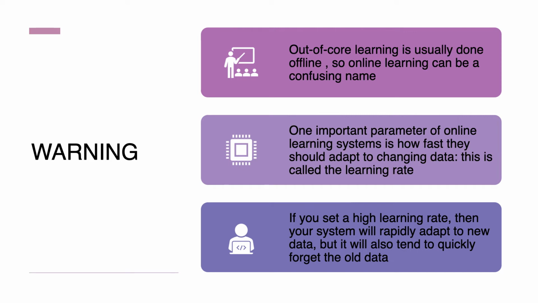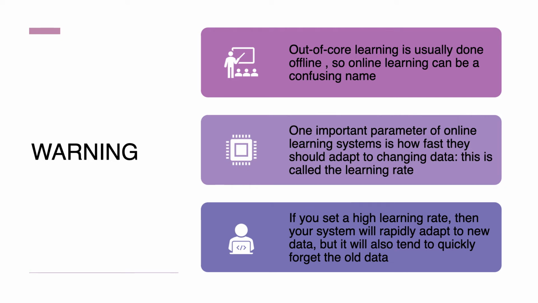One important parameter of online learning systems is how fast they should adapt to changing data. This is called the learning rate. If you set a high learning rate, then your system will rapidly adapt to new data, but it will also tend to quickly forget the old data. Conversely, if you set a low learning rate, the system will have more inertia, that is, it will learn more slowly, but it will also be less sensitive to noise in the new data or to sequences of non-representative data points, outliers.